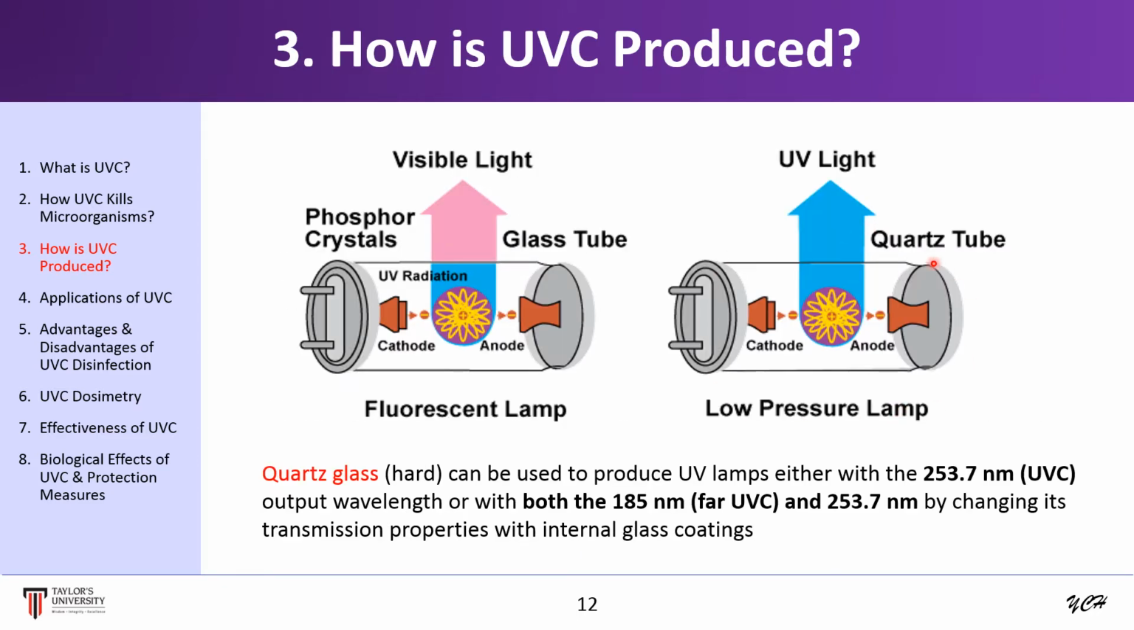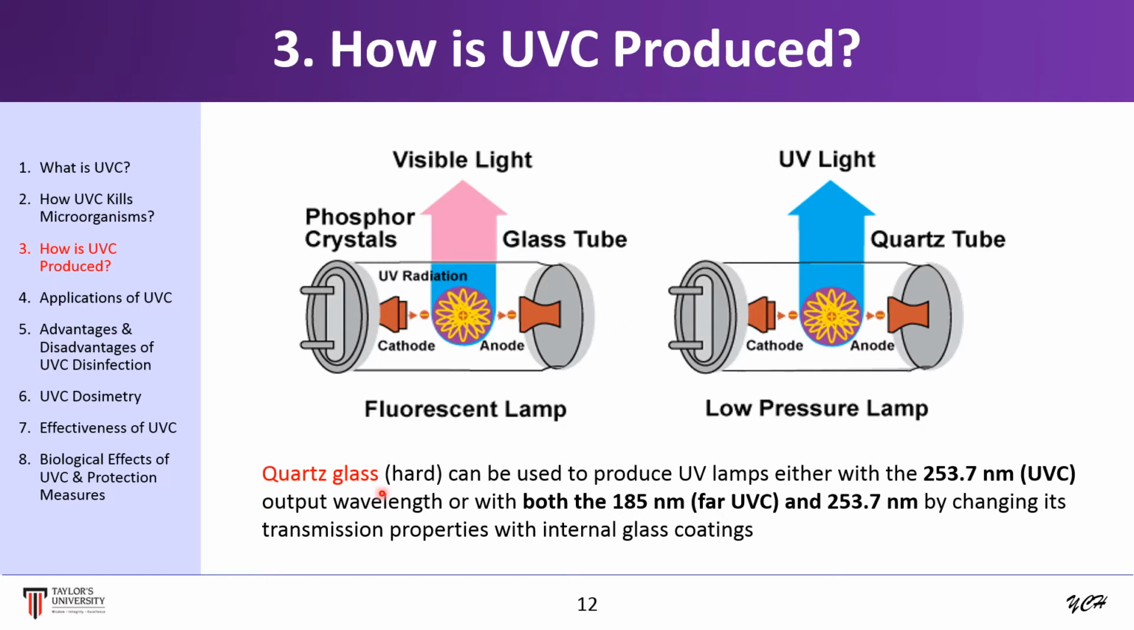If we're comparing a UVC lamp with a fluorescence lamp, you can see they have very similar structures, except in the fluorescence lamp, a glass tube is used and it contains phosphor crystals. The glass tube will block the UVC radiation and allow only the visible light to transmit. Whereas in a UVC lamp, a quartz tube is used. Quartz tube will allow UVC light to transmit.